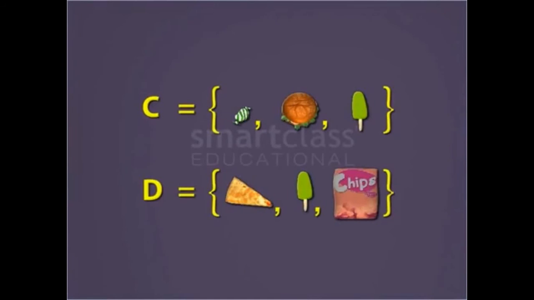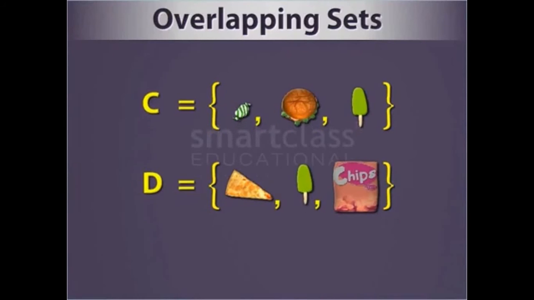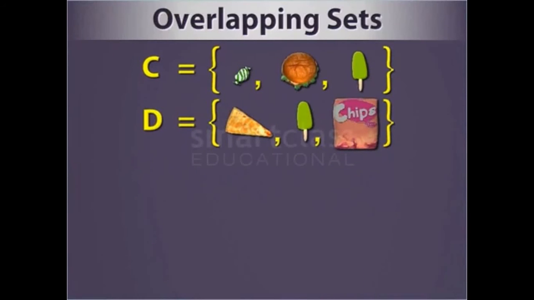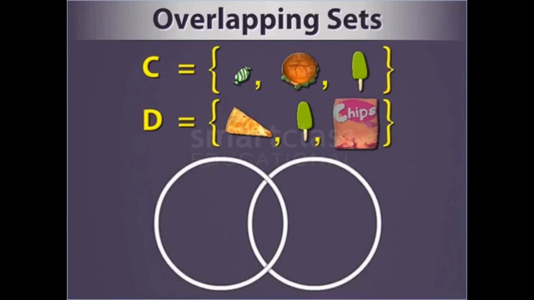Now consider two overlapping sets C and D. They are shown in a Venn diagram by drawing two intersecting geometrical figures and then assigning them their respective names. The region common to both the figures contains the common elements of both the sets.